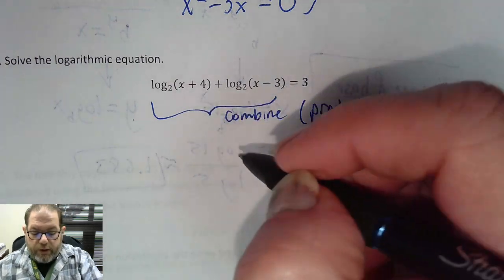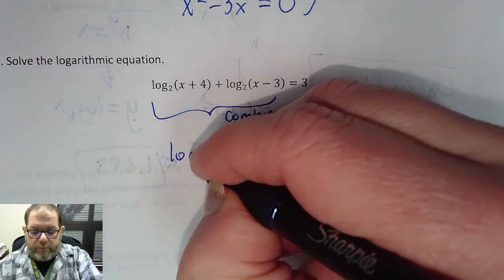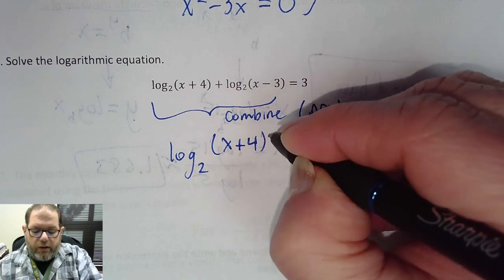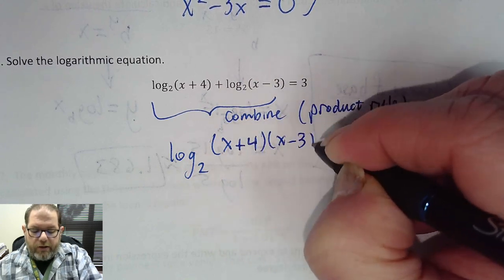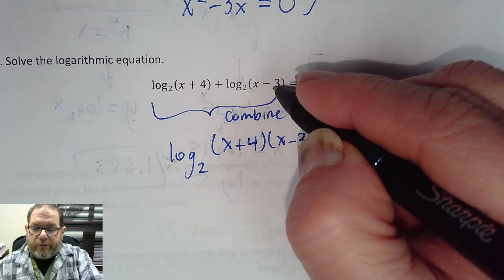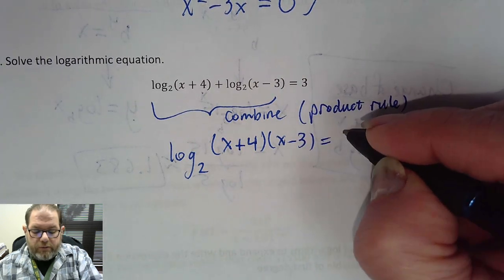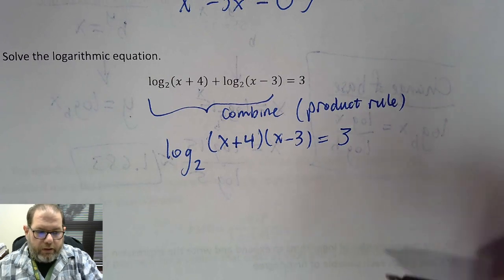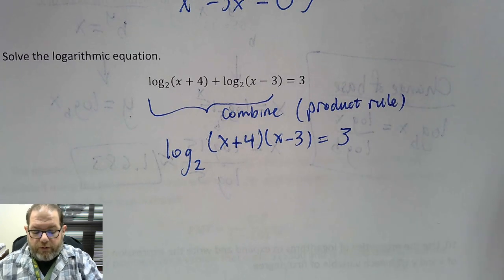And so combining those, that'll be log base 2, and we just multiply whatever is inside, which in this case is the x plus 4 times the x minus 3. Now we are ready to convert this.